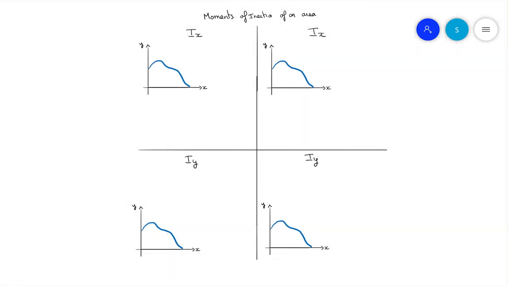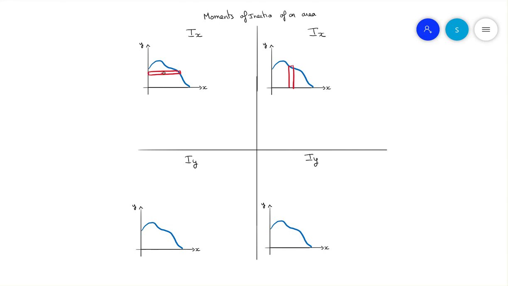Okay, in this video I will explain how to find the moment of inertia of an area depending on whether we use vertical or horizontal stripes, and if we want to find Ix or Iy. So let's use Ix first, and in this example I will use horizontal stripes and in this one a vertical stripe. Let's begin with the horizontal stripes, okay?